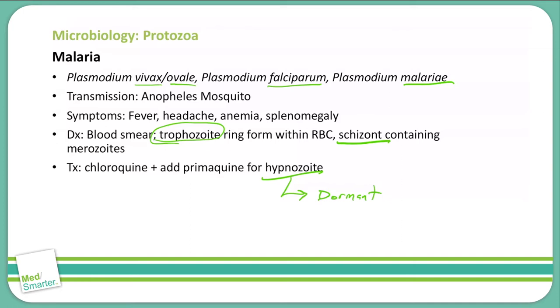Of note, Plasmodium vivax and Plasmodium ovale have a 48-hour fever cycle. So you will have fever on day 1 and day 3 and so forth. Plasmodium malariae has a 72-hour fever cycle. So you will have fever on day 1 and then on day 4.